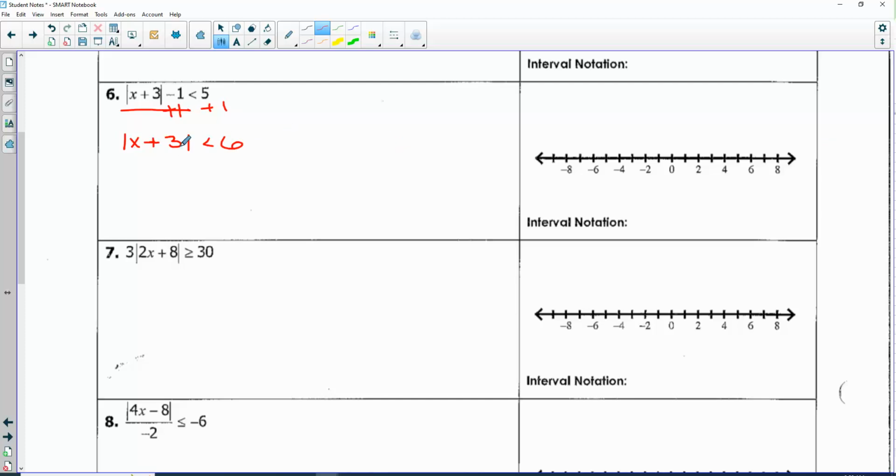Now it's like the ones from the front side. So we decide and or. Less than means and. How do we write the less thans? One big one. We're going to say negative 6 less than x plus 3 less than 6.